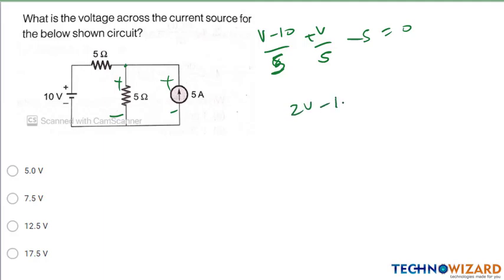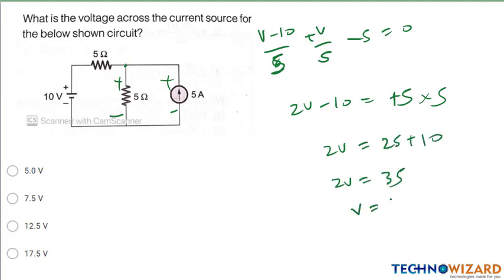This is 2V minus 10 is equal to plus 5 into 5, that is 25. 2V is equal to 25 plus 10, 2V is equal to 35. V is equal to 35 upon 2, which is equal to 17.5 volt. Option D is the correct answer. These questions are very simple, based upon nodal analysis. Also, you can do this question with the help of mesh analysis.